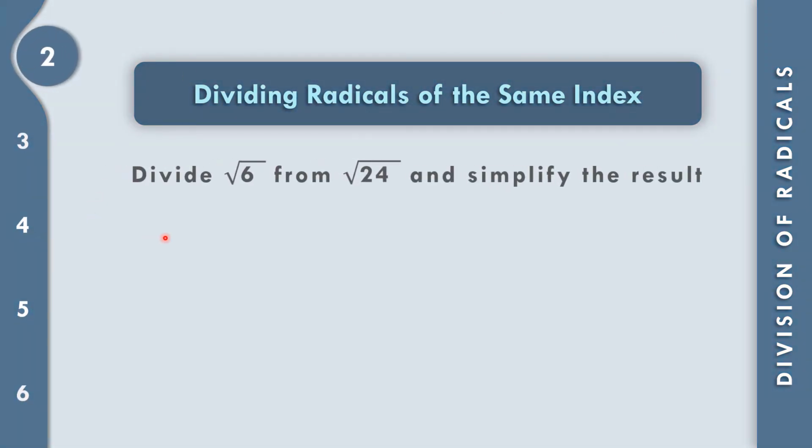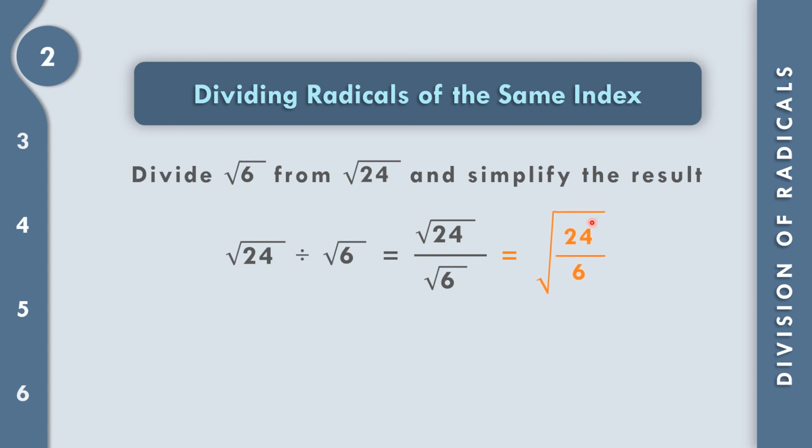How about number 2? Divide square root of 6 from square root of 24 and simplify the result. So it means square root of 24 divided by square root of 6. It is also equal in writing. That becomes square root of 24 over square root of 6. We have the same index, that is 2. So square root of the quotient, square root of 24 over 6. Let us divide 24 by 6, that is equal to 4. And square root of 4 is a perfect square, that is exactly equal to 2. So the final answer is 2.